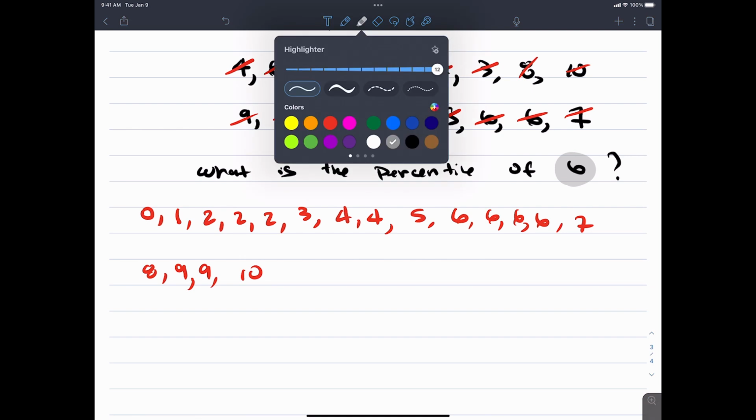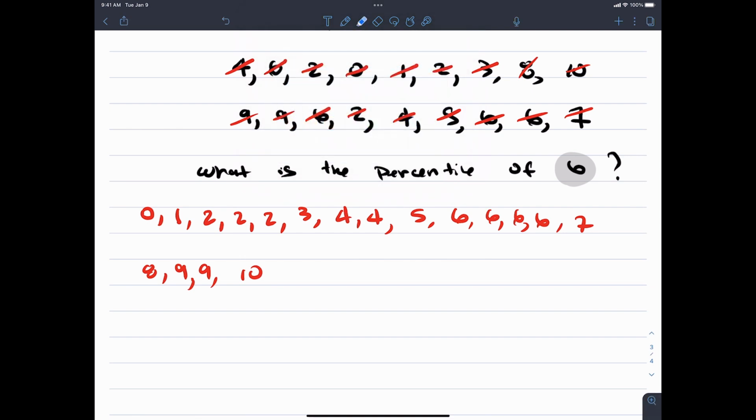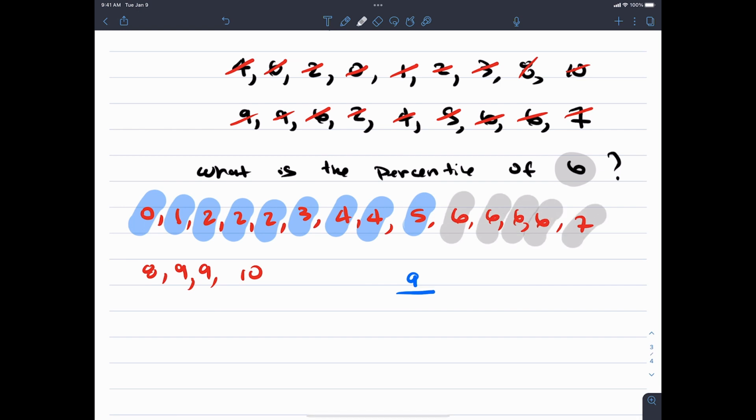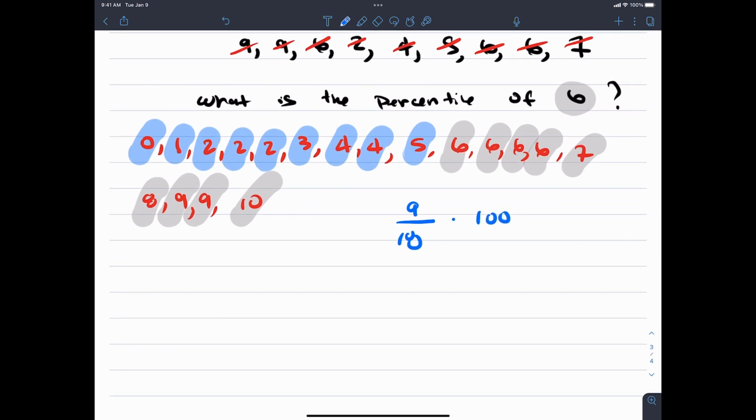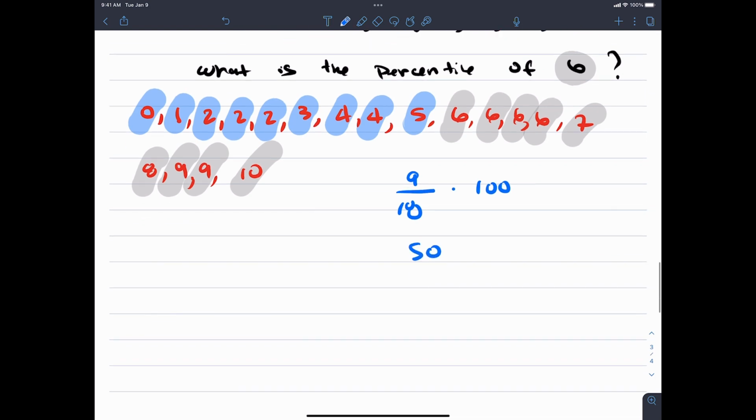So the number of data values less than 6: 1, 2, 3, 4, 5, 6, 7, 8, 9. So that's 9 data values out of how many? If this is 9, doesn't that make this 10, 11, 12, 13, 14, 15, 16, 17, 18? Is it 18? You guys are right. 9 over 18. Isn't that 1/2? And what's 1/2 of 100? 50.